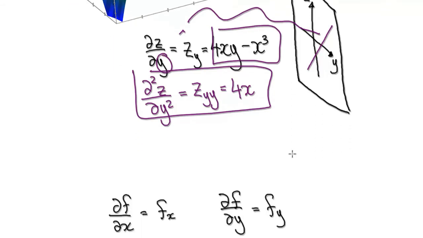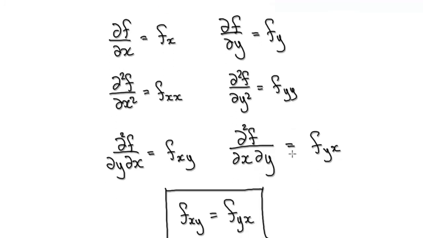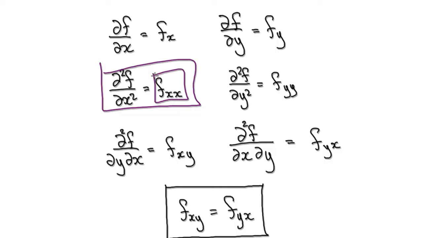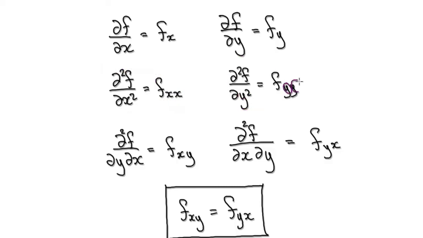Overall, if you have a function, you can differentiate it once. That will then give you this. Differentiate it again with respect to y, and it will give you this. If you want to differentiate it twice with respect to x, it would be written as this. And if you want to differentiate it twice with respect to y, it would be written as this. Really here you've got to do this first and then this.